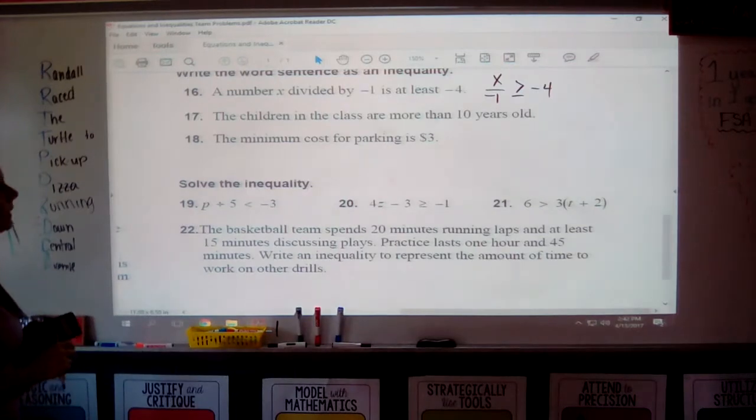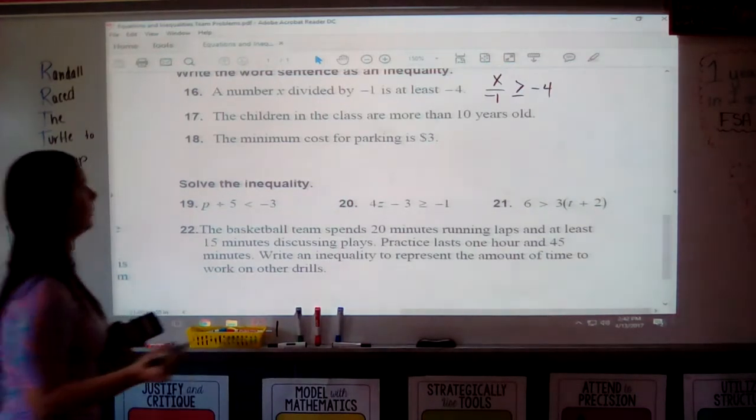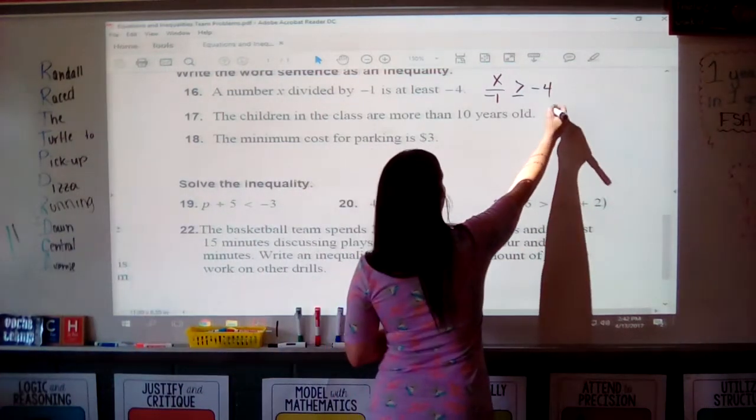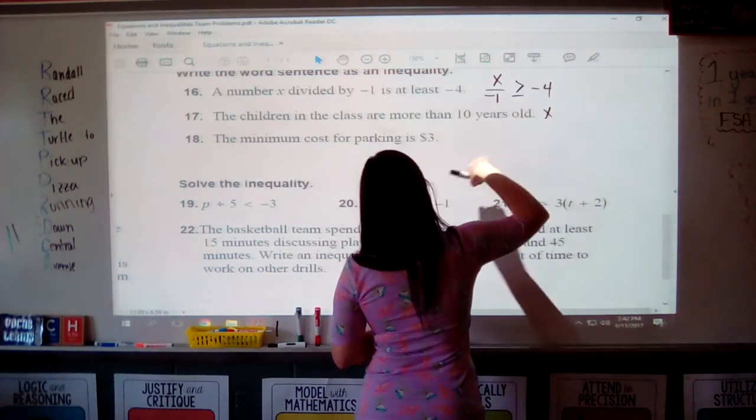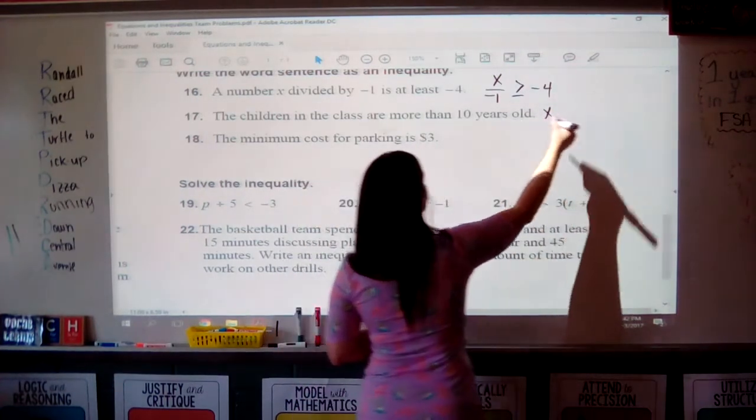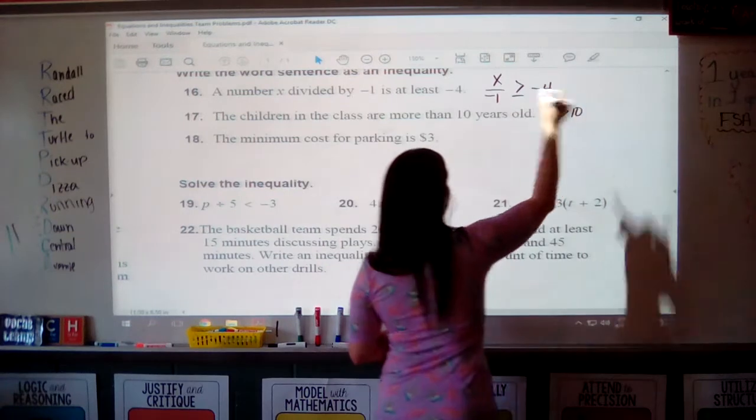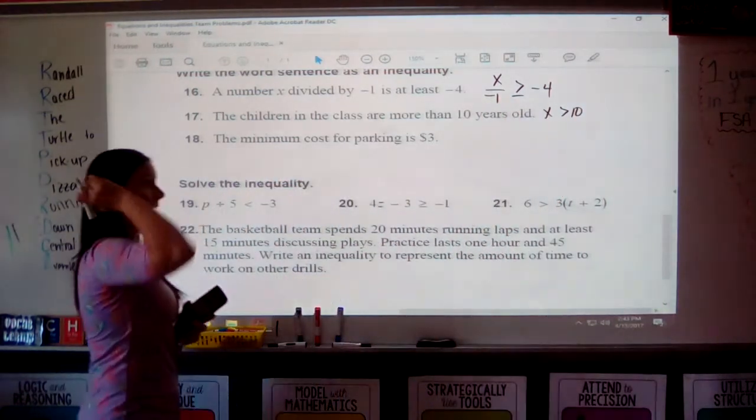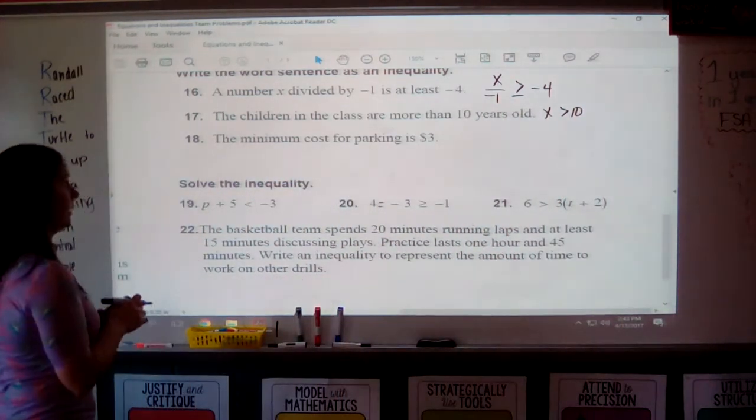Number 17, the children in the class are more than 10 years old. You can use any letter for your variable. I'm going to use x, and they're more than 10, so they're going to be greater than 10. More than means that they can't be 10 exactly, they're older than 10.